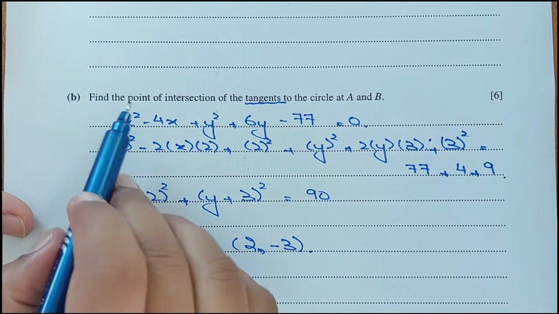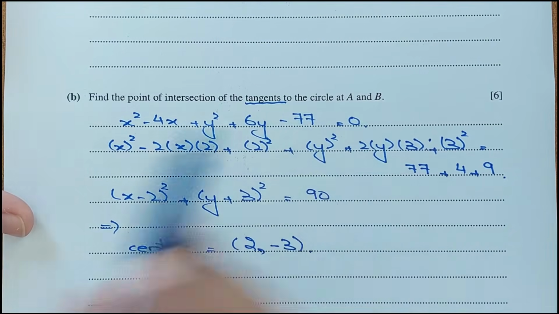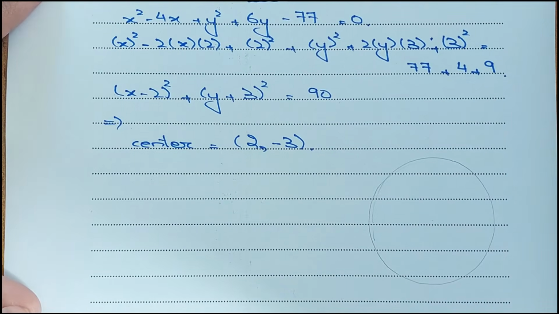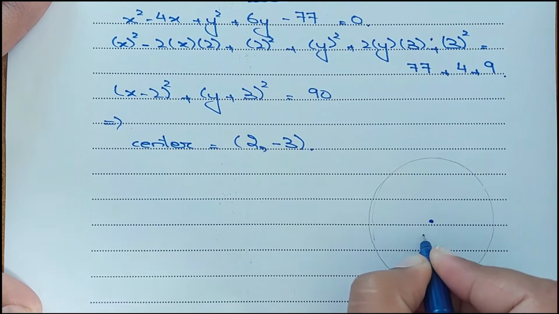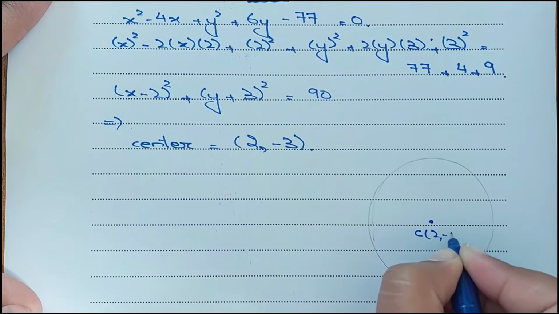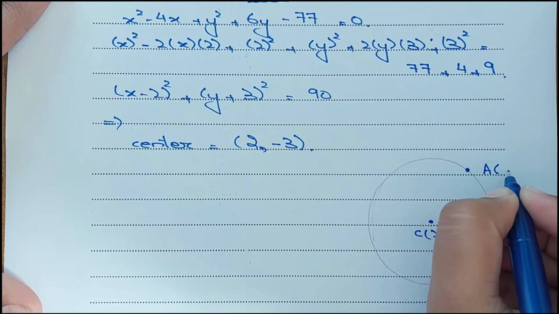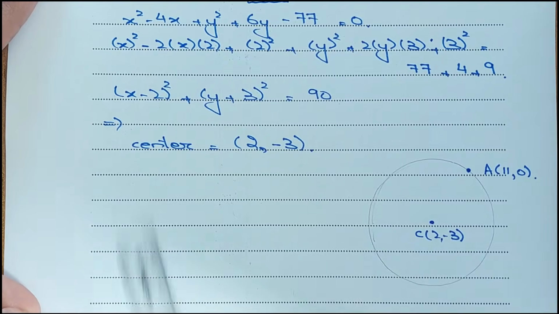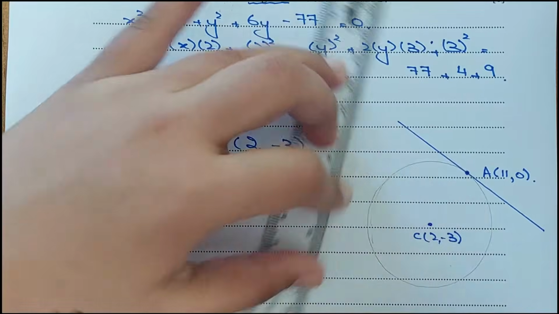So we need to find the point of intersection of tangents to the circle at A and B. So first we need to find the equation of tangent to the circle at point A and at point B, and then we need to find their point of intersection. To explain this, let me consider this circle, and it has a center C, which is (2, minus 3), and we have to find the equation of tangent at point A. Let's say the x coordinate of A is 11 and the y coordinate is 0, right? This is a tangent to the circle if I draw this line.